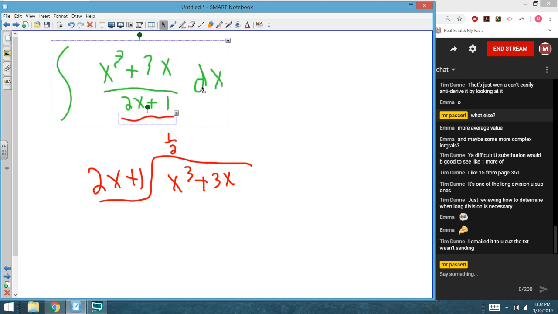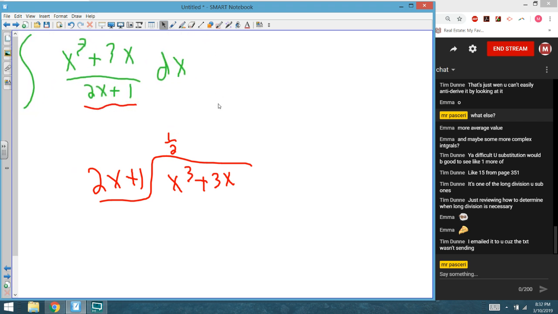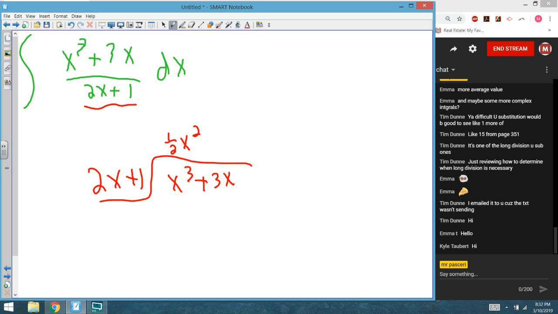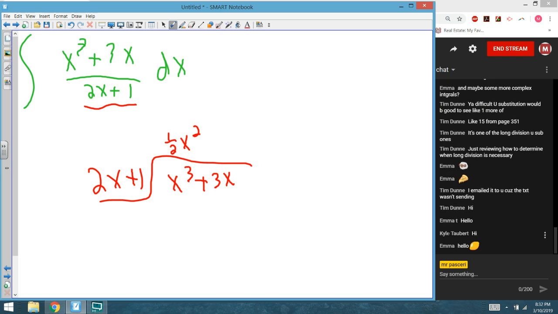This deal right here is what we're working on. 1/2 x squared. So 1/2 x squared times 2x. We're really looking at the first. Oh, I got Emma Tauber and Kyle Tauber. Excellent. Hey guys, glad to have you. That is a serious delay on this. Okay, 1/2 times 2, that's going to cancel out. We want to get x to the third, so we know that we don't want 2x to the third, so we need this 1/2 to kill the 2, and so on.